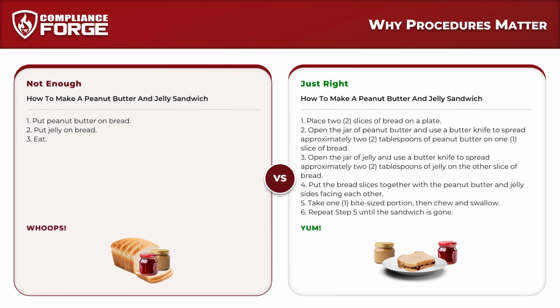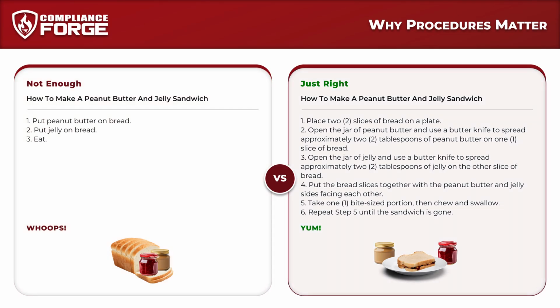To help illustrate the importance of well-written procedures, here's the difference between poorly written procedures and well-written ones, using a peanut butter and jelly sandwich. Not enough: put peanut butter on bread, put jelly on bread, eat. Whoops. Versus just right: place 2 slices of bread on a plate. Open the jar of peanut butter and use a butter knife to spread approximately 2 tablespoons of peanut butter on 1 slice of bread. Spread approximately 2 tablespoons of jelly on the other slice. Put the bread slices together with the peanut butter and jelly sides facing each other. Take 1 bite-sized portion, then chew and swallow. And repeat until the sandwich is gone. Yum. That is the level of clarity your procedures need.